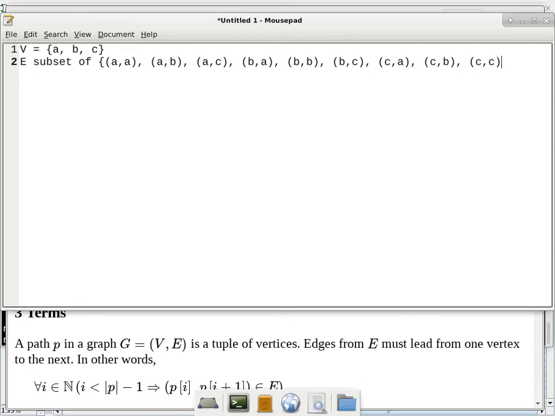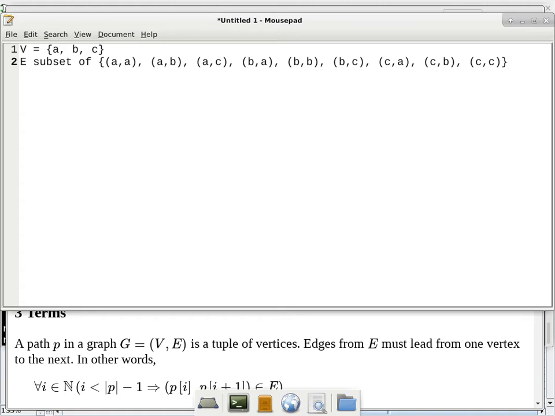CC, and that's it. Okay? So E, the set of edges, only has to be a subset of this, and not even a proper subset. It can actually be the same as the Cartesian product itself, where we have a fully connected graph. It can also be an empty set. In other words, you can have all the vertices and no edges whatsoever. It's still a graph.